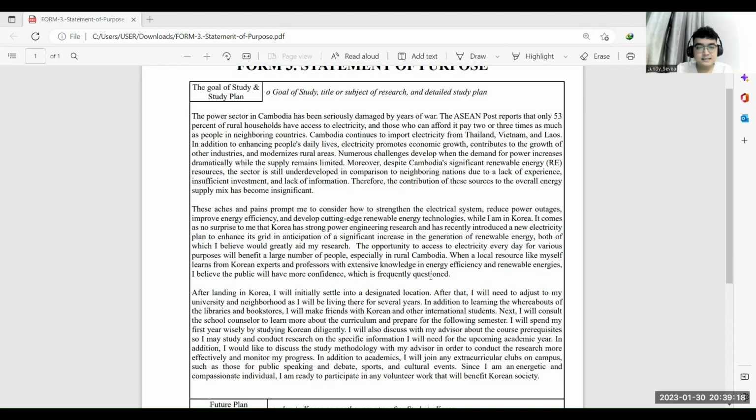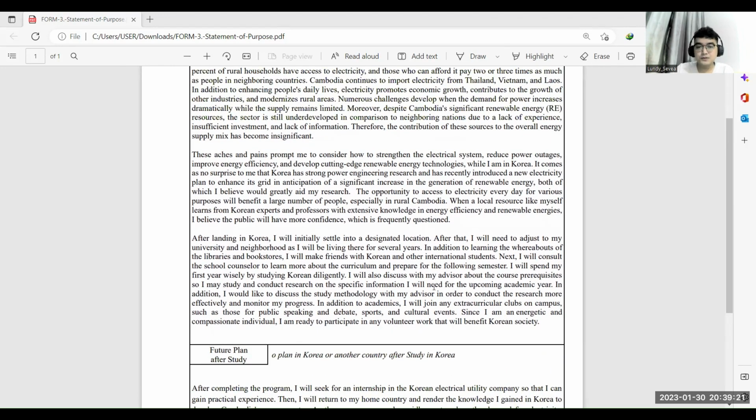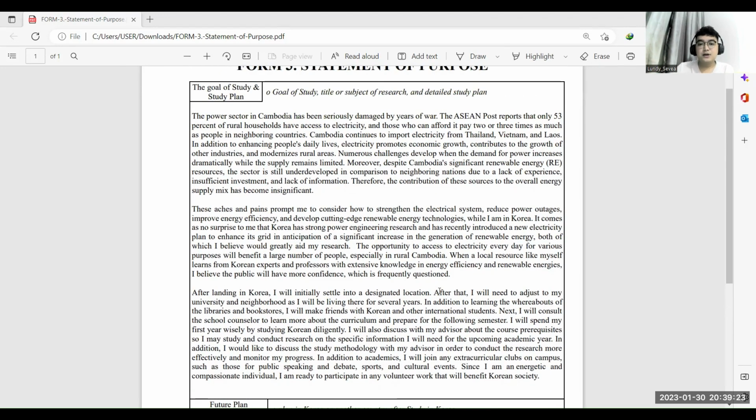Yeah, I think that's it. Be specific and be as detailed as possible, because I think writing the statement of purpose up to 2 pages would be good enough. Or I'm not sure if you can write more, but try to follow the instruction.